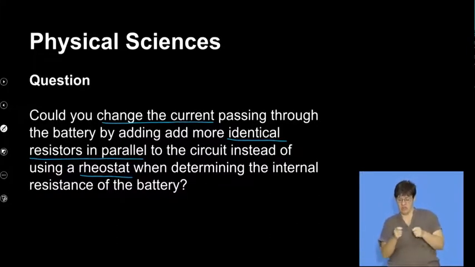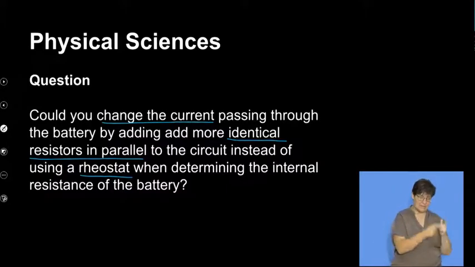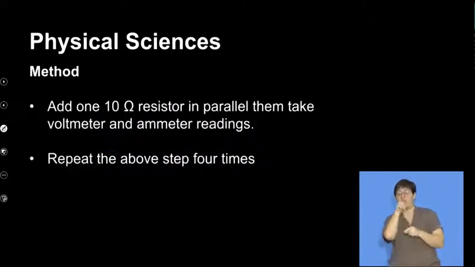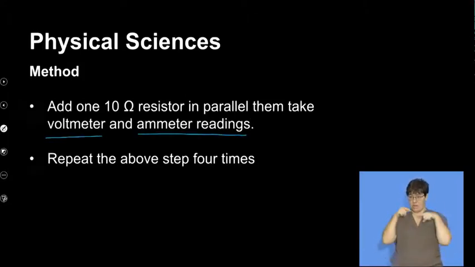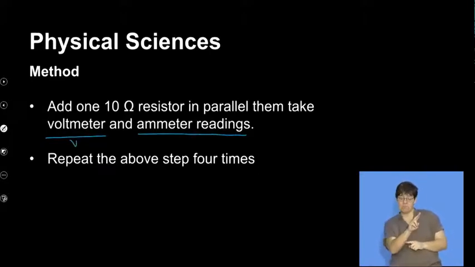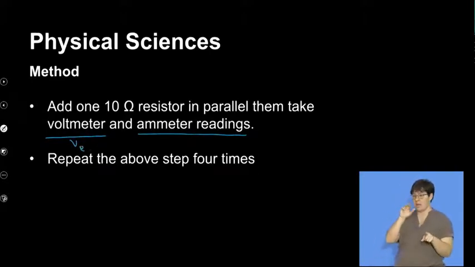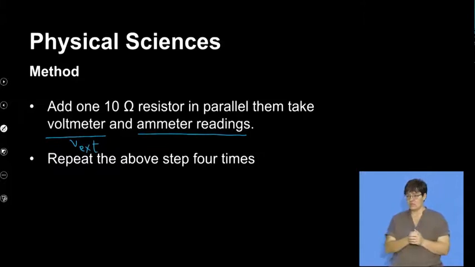So when we are determining the internal resistance of a battery, we're going to add one 10 ohm resistor in parallel, and then take the voltmeter and ammeter readings. So we're still measuring current as well as V external. This voltmeter reading is our V external in all the cases. We'll repeat the step 4 times, which means each time we add a 10 ohm resistor in parallel. Okay, so that's the procedure.